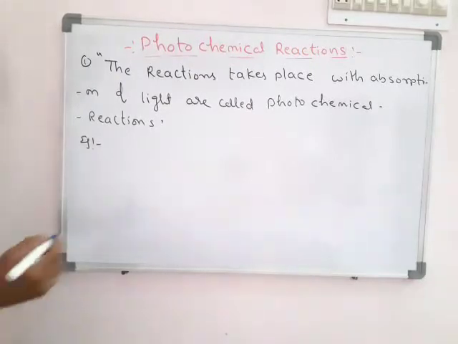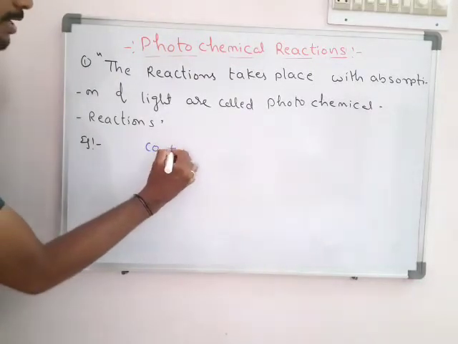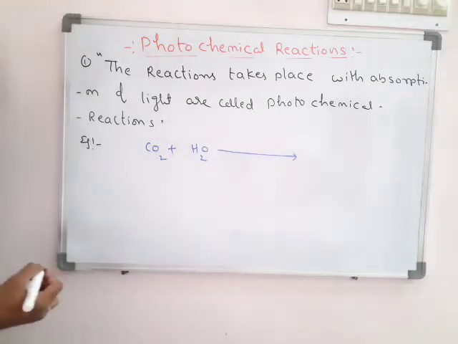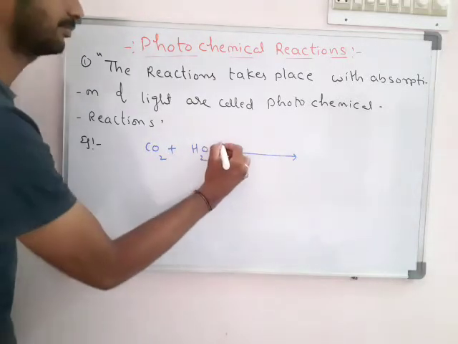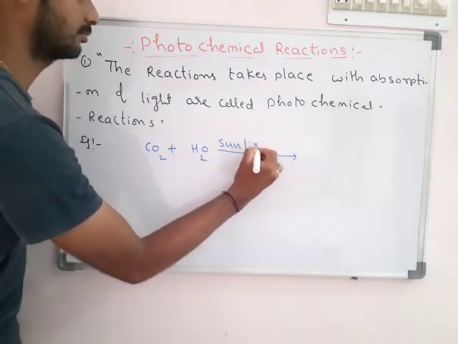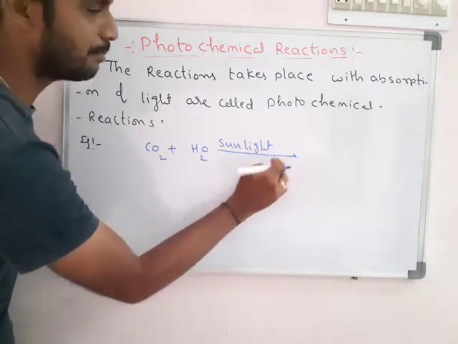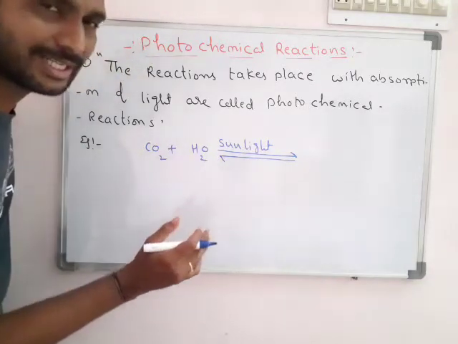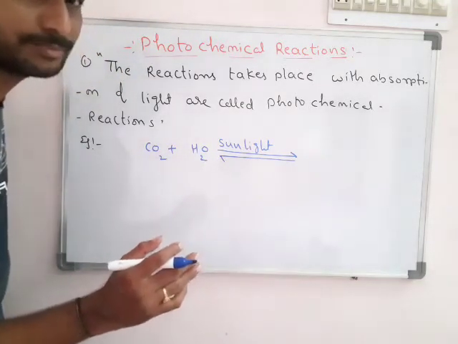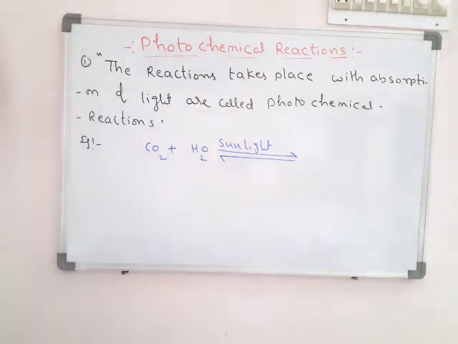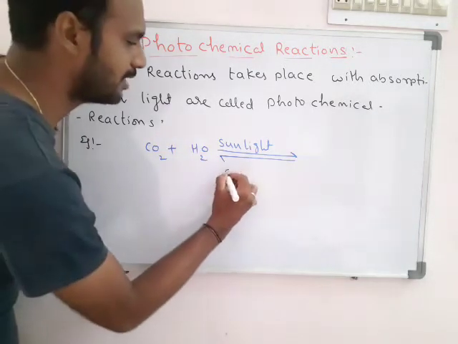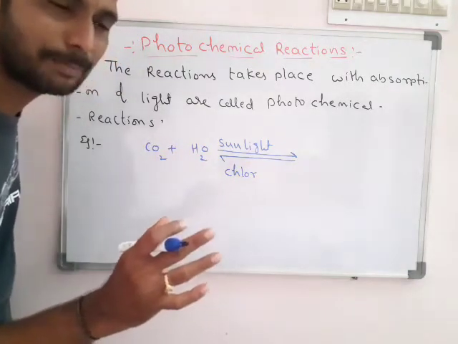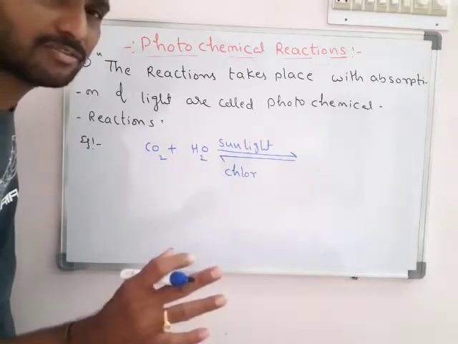So what is the photosynthesis reaction? The carbon dioxide and the water are exposed to sunlight. And what is the compulsory thing? It is in the presence of chlorophyll only that it takes place. Chlorophyll is the green color pigment present in the leaves of the plants.